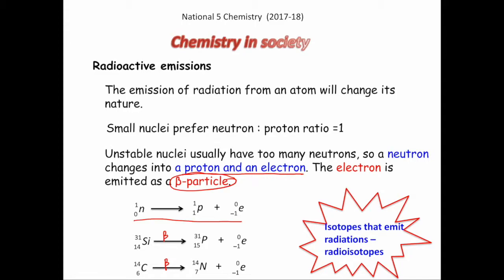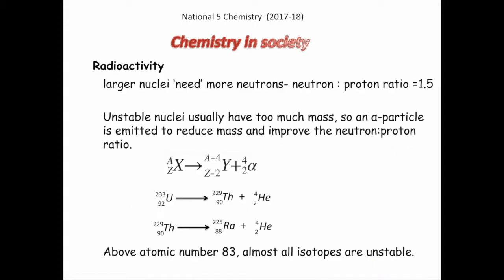Isotopes that emit radiation are generally known as radioisotopes. So we know that smaller nuclei prefer a neutron proton ratio of 1, but large nuclei generally prefer a neutron proton ratio of 1.5 because they need more neutrons to support them. But even in large nuclei, unstable nuclei have too much mass. So generally alpha emission takes place. Alpha emission tends to reduce the mass and also improves the neutron proton ratio.